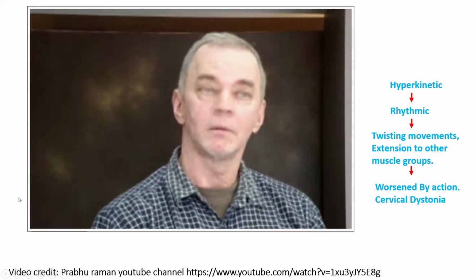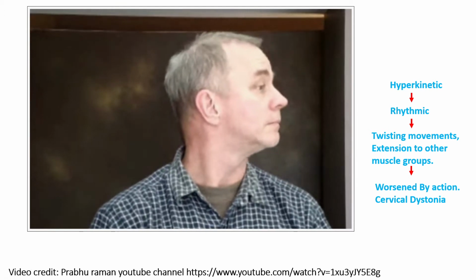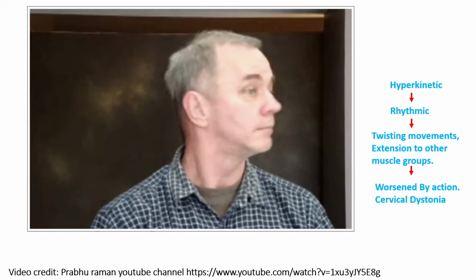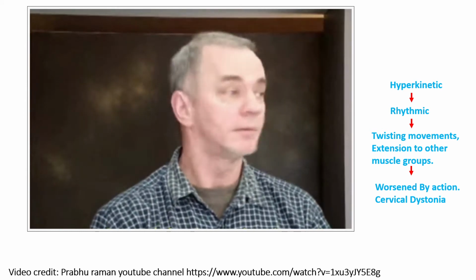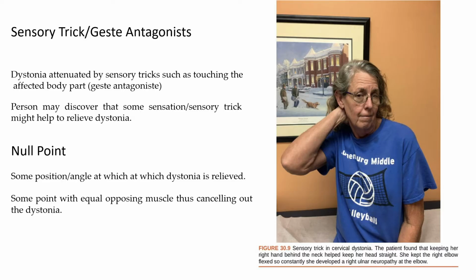So please note what exactly is happening here. Basically, there is a co-contraction of agonist and antagonist, and the agonist and antagonist muscles seem to pull to realign the head against the spastic or dystonic muscle. Right.